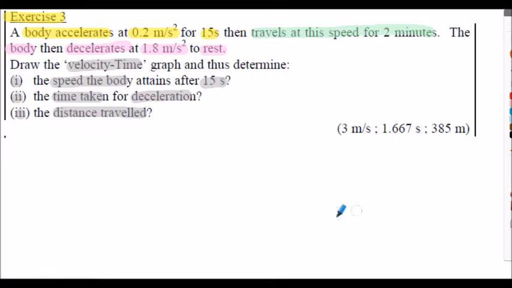I'm going to let you attempt this question on your own. The answers are shown here in the brackets. I would make the assumption here that the body starts from rest. It doesn't actually say that the body starts from rest, but I would make that assumption here. I'd encourage you to attempt this question. I will put the full worked solution to exercise 3 on the next slide.